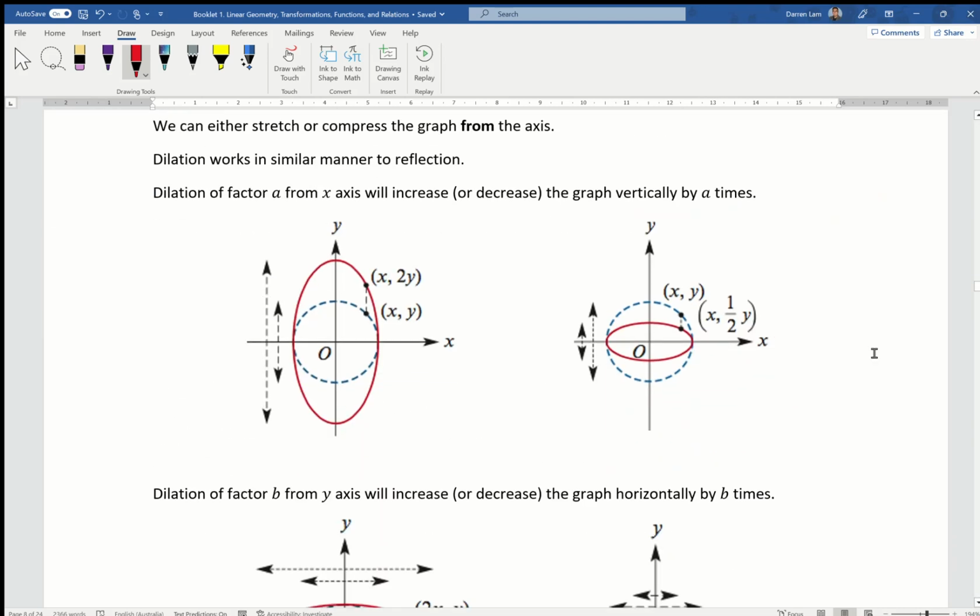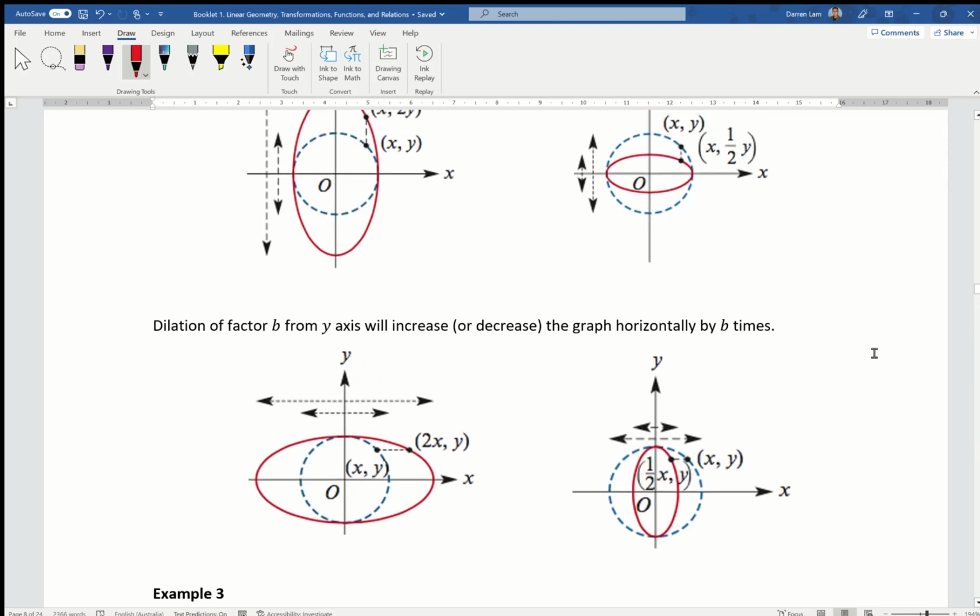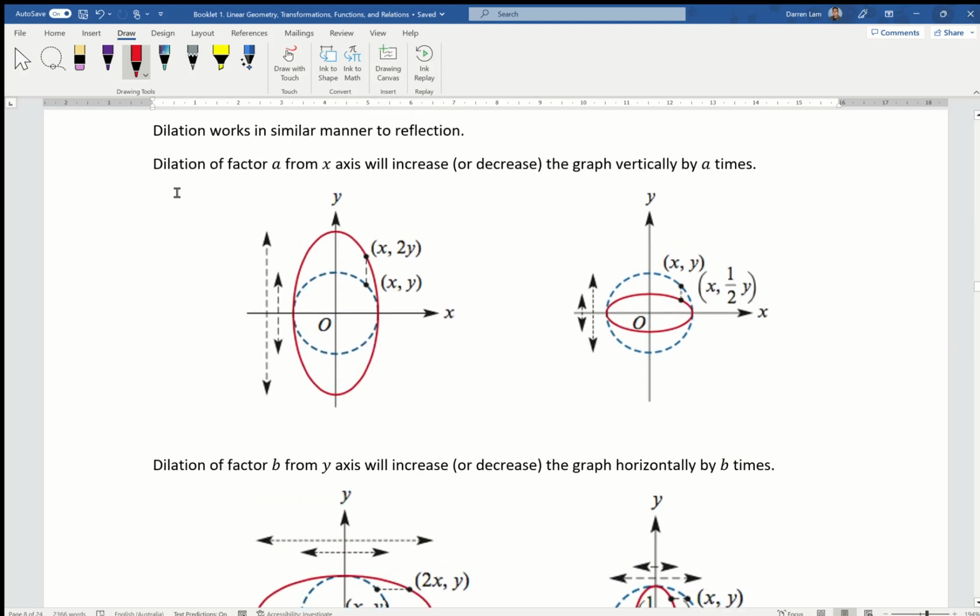So you guys already know what dilation is, right? We're essentially stretching and squishing, right? And it depends which axis we're looking at. Here we go, dilation of factor A from the x-axis will increase or decrease the graph vertically, right? If it's from an axis, think that you're dragging from that axis. So for example, if it's dragging from the x-axis, you're dragging this way. But also another terminology you can use is along the y-axis, which is why it gets so confusing. So from the x-axis and along the y-axis mean the same thing.